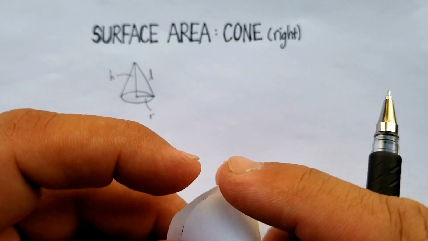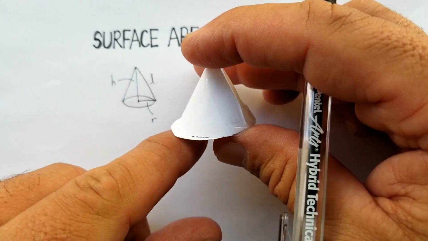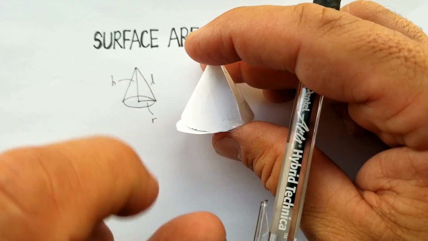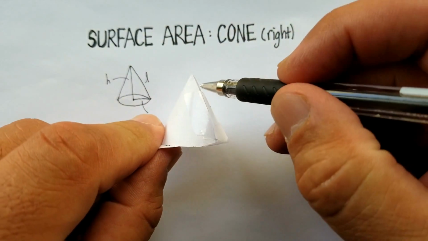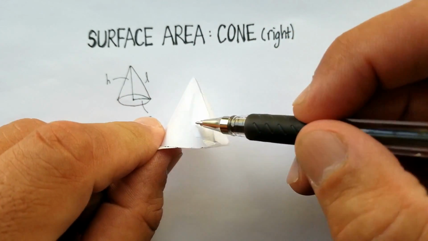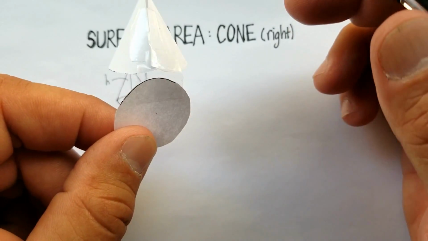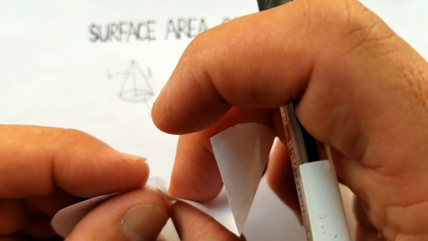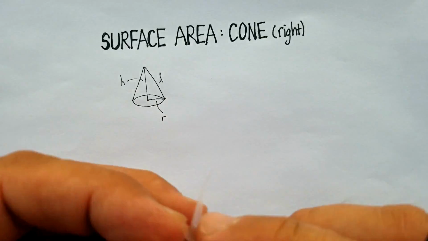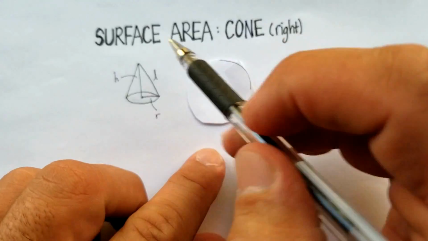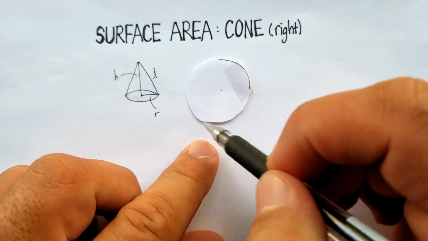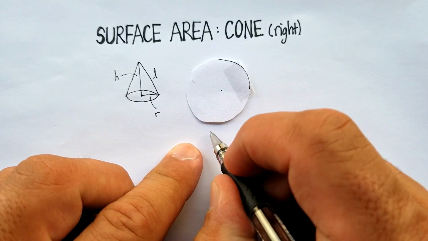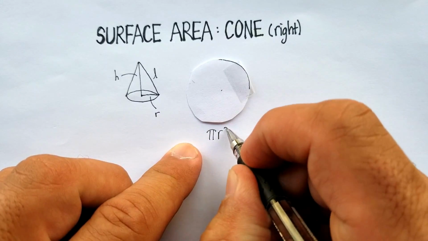So going back to our little construct here, you can see that we have a circular base, we have a slant height right here, and then the height would be from the top all the way down through the center to the middle of the circle, okay? Now, if I just took off the bottom, I'm going to have a circle, aren't I? So we know that the surface area of a cone is going to be comprised of the area of a circle, which we know to be pi r squared, right?